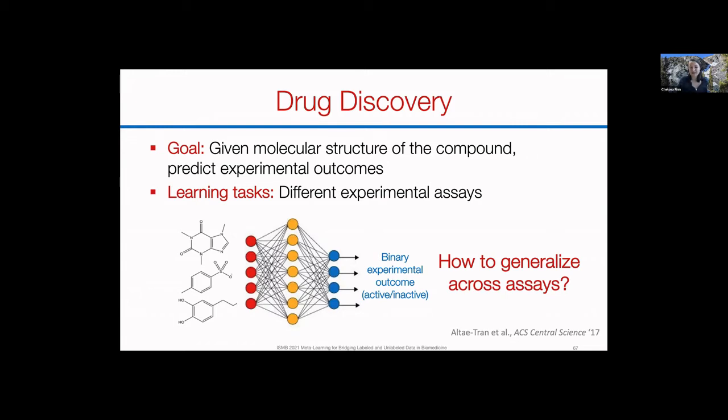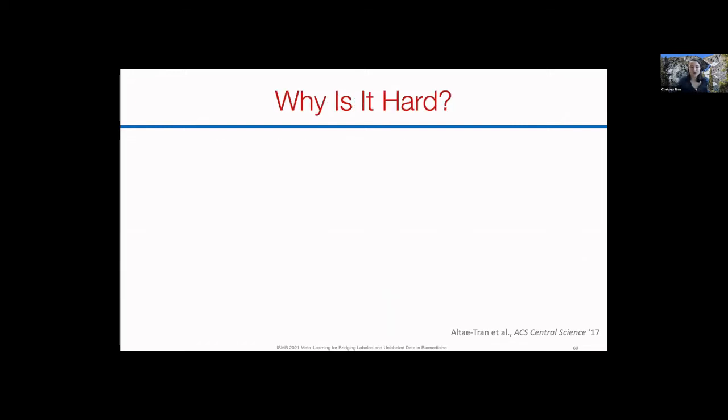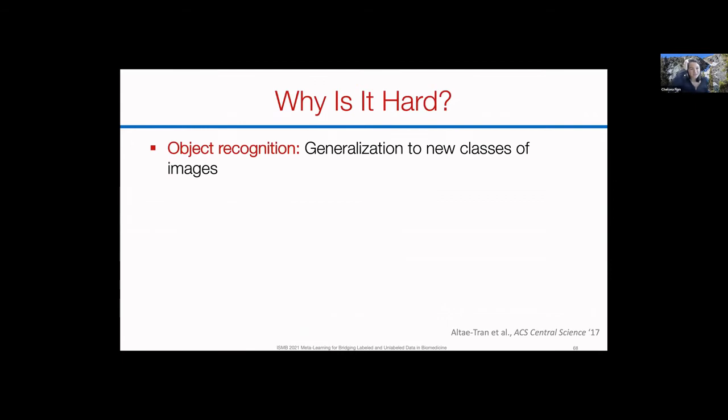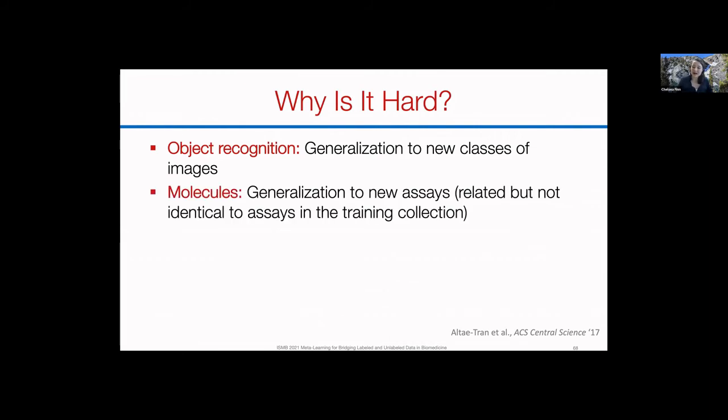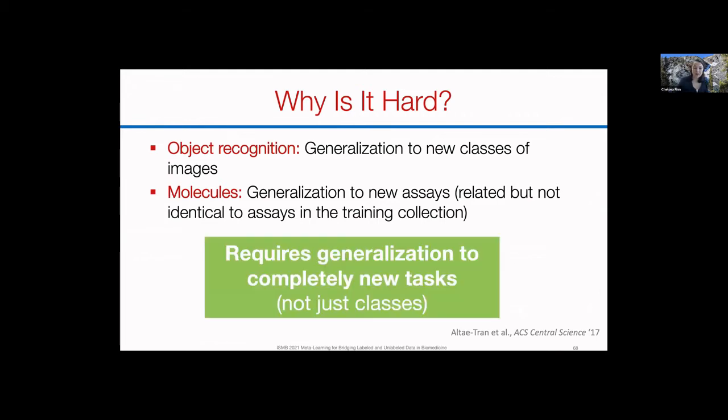So why is this hard? In object recognition, we're just trying to generalize to new classes of images, whereas in this case, we're actually going to try to be generalizing to related but not identical tasks, and non-identical assays in our training collection. And so this really requires generalization to completely new tasks, which are kind of completely different classification problems, essentially.